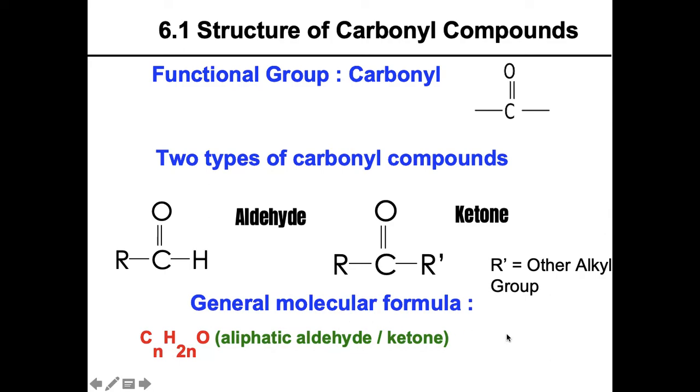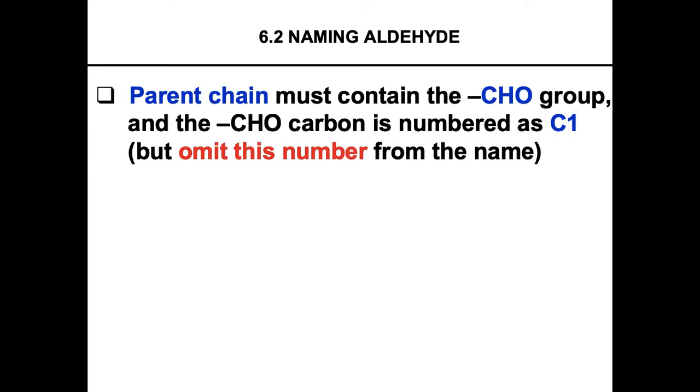The general formula of carbonyl compounds is CnH2nO. Naming aldehyde. The parent chain must contain the CHO group, C double bond O with hydrogen attached to the carbon, and the CHO carbon is numbered as 1, but omit this number from the name.